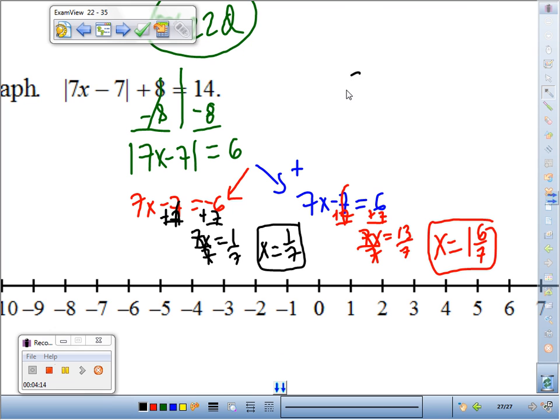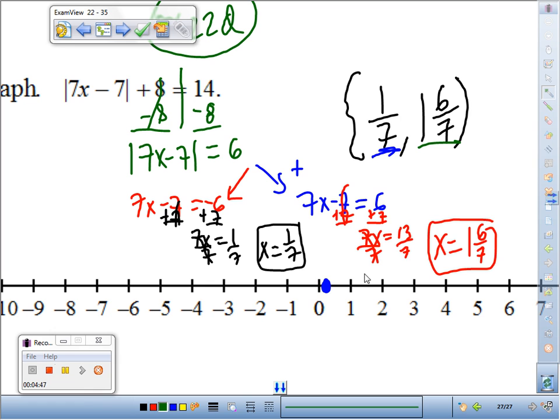Am I done? No. Solution set, nice and pretty like mine, 1 seventh and 1 and 6 sevenths. So let's see, 1 seventh is not even 1, is that correct? It's barely over 0, so this one, watch. This 1 seventh is about right there, very close to 0. And then we got 1 and 6 sevenths, that's almost close to 2. So it's very close to 2 right there. And we're done. And if you got that by yourself, okay, good. Let's move on.